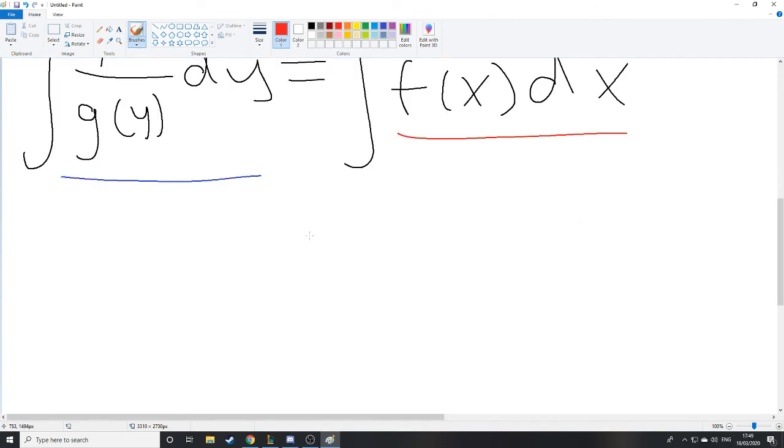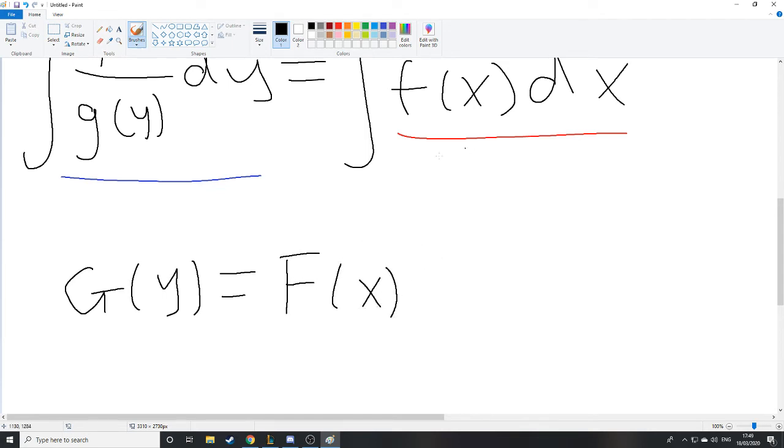Okay, so what will our solution look like? Let's say the integral of this function is big G of y, and the solution to this is big F of x. We're going to have a constant of integration, and that is your solution. You might be able to rearrange it to make y the subject, because that's usually what you want. You want y equals something.